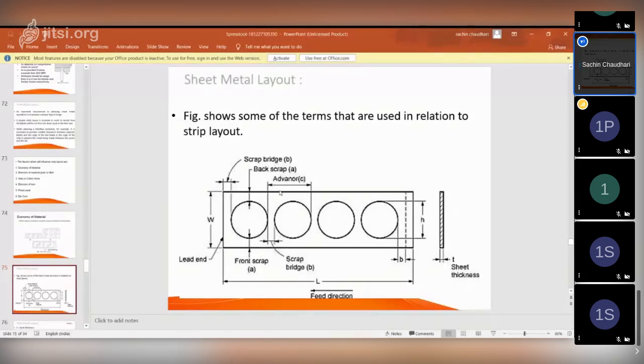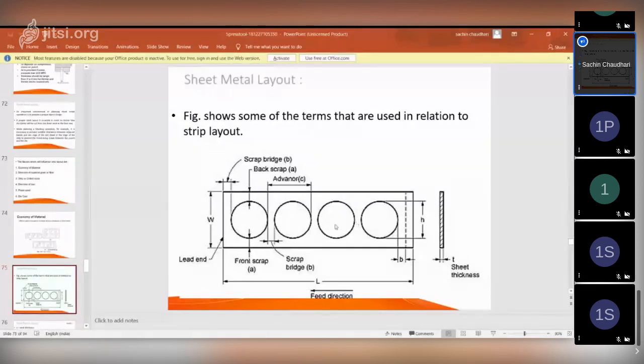Then again, the distance between the first blank and your next blank, this is also a scrap bridge, which is the same as the distance from the first edge to the first blank. Okay, so this is maintained at the same distance in each consecutive blank.